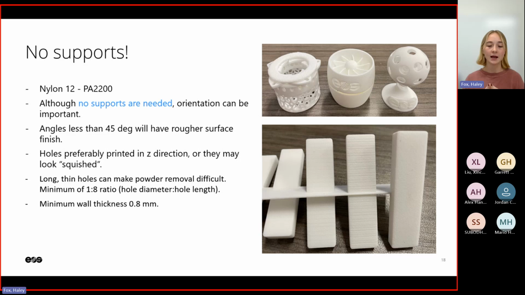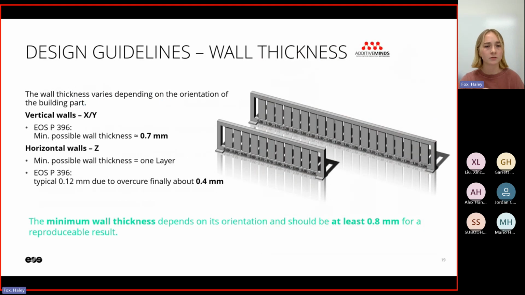So if you have a 1 millimeter hole diameter, you probably wouldn't want to make a channel that's longer than 8 millimeters, because then powder removal is going to be very difficult. And then also minimum wall thickness of 0.8 millimeters, which I have some more right here.